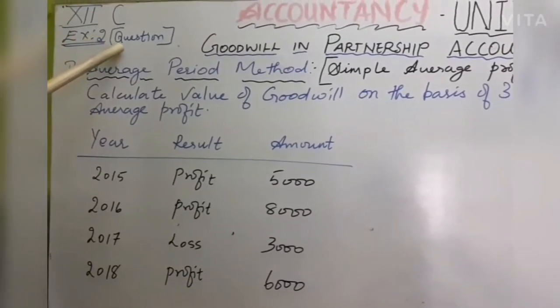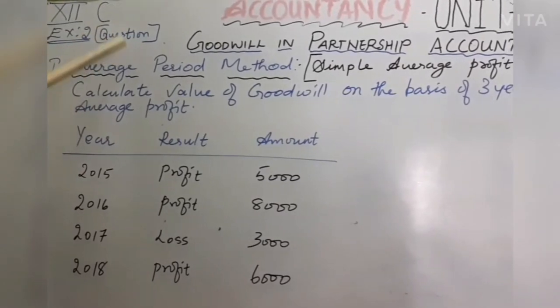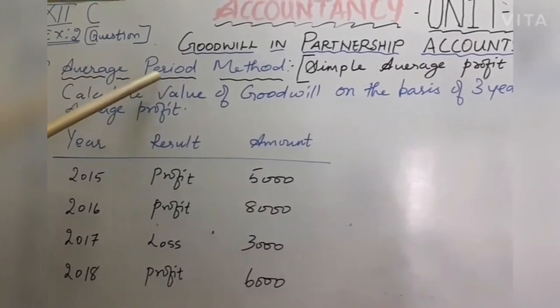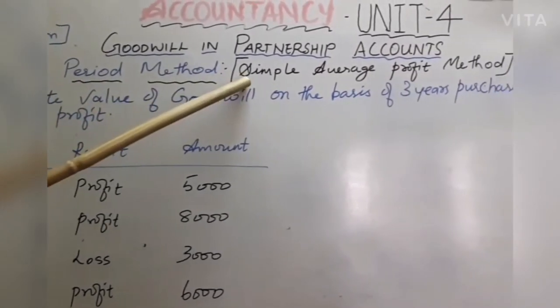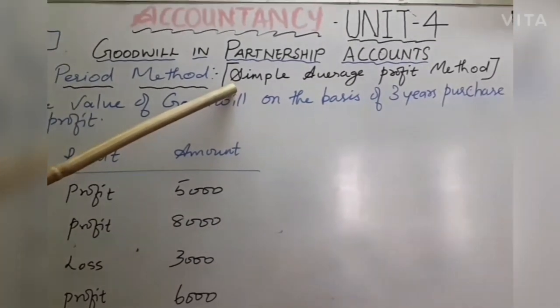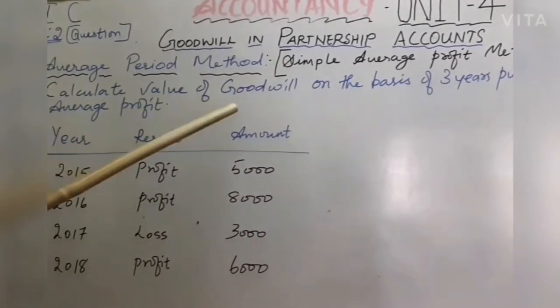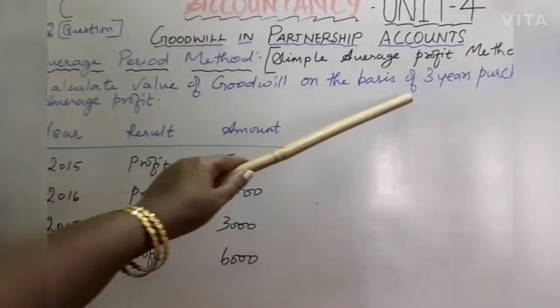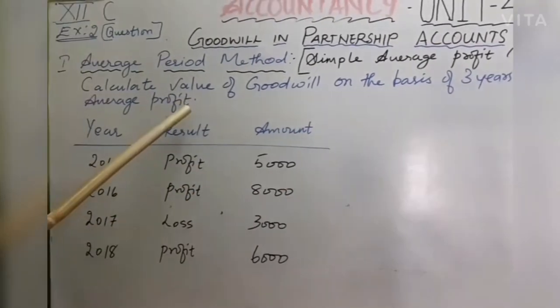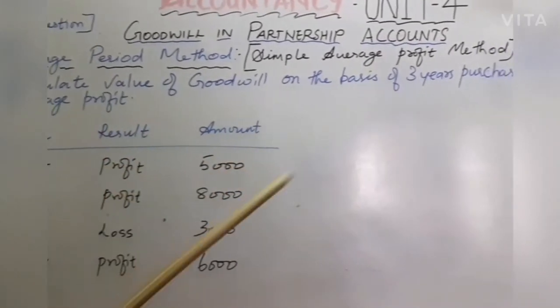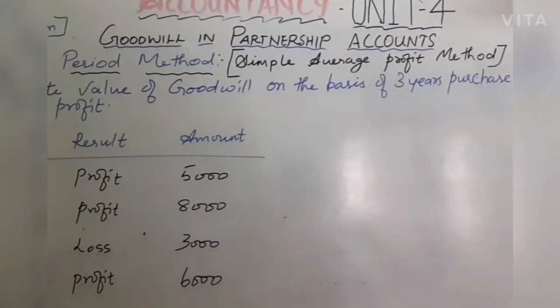Students, now here is exercise 2 question for you. Once again the same method, average period method. We are going to use simple average profit method. Calculate value of goodwill on the basis of 3 years purchase of average profit. You have to note this point, children: 3 years purchase. The question goes like this.